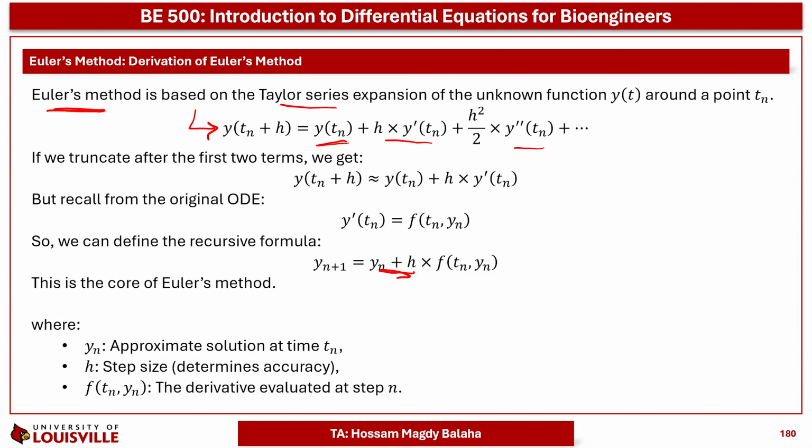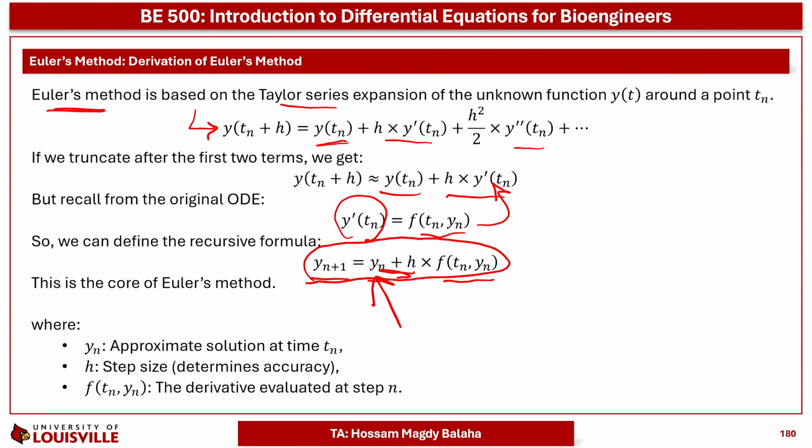So in the Euler method, we can approximate that expansion to make it an approximate solution by simply taking the first two terms, which are y of tn and h multiplied by the first derivative at tn. And as we mentioned a while ago, the first derivative equals a function of tn and yn. So simply we can substitute that value here. So the next value of y will equal the current value plus h multiplied by a function of tn and yn. And this function is the core of the Euler method.